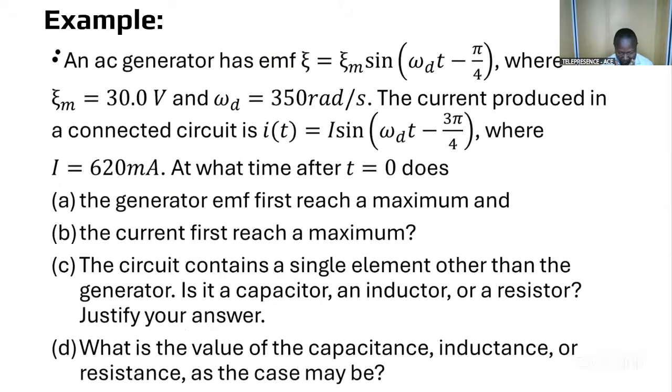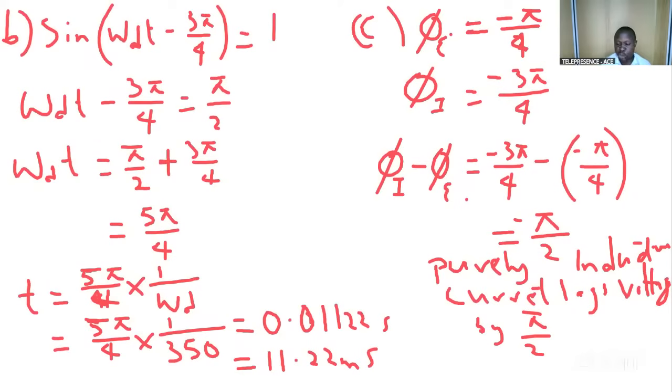Then the last part: if it is purely inductive, we're going to find the inductance. Now, to get the inductance, what you need to do is to just relate. You can do this one by yourself. Let me just give you the clue. We have EMF is equal to IXL.